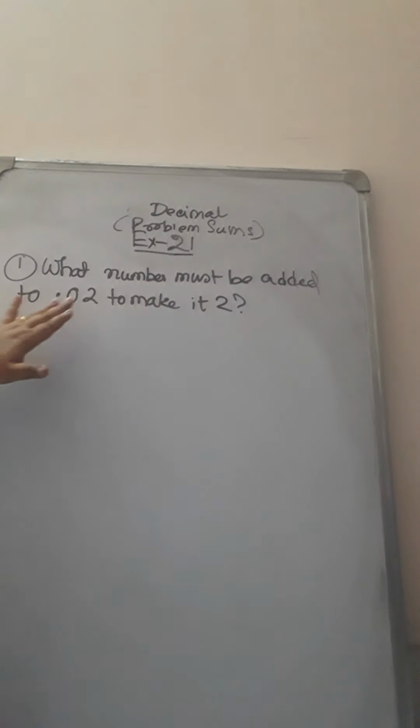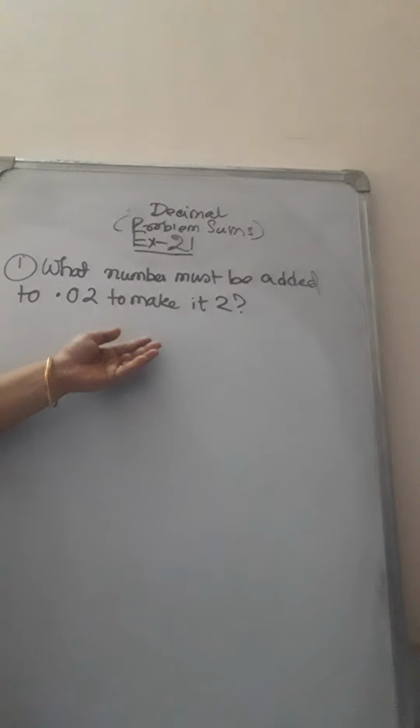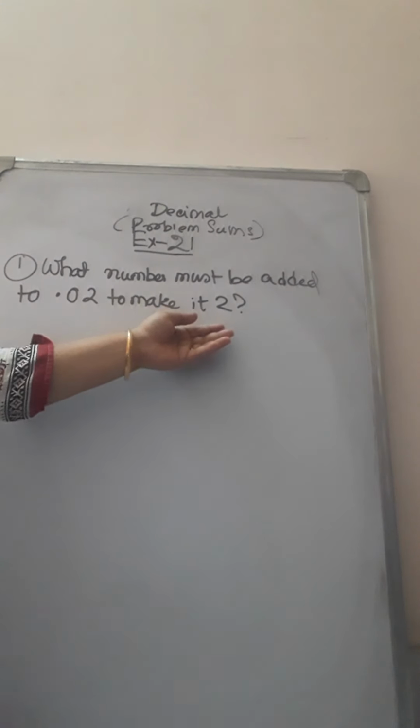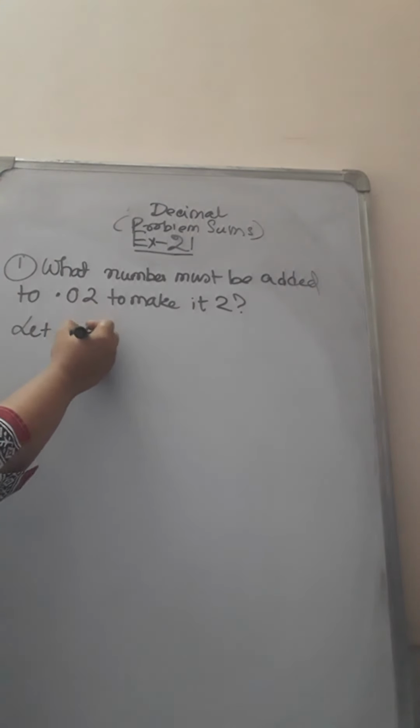What number must be added to 0.02 to make it 2? So what is the question? With 0.02, how much you need to add so that the answer gives you 2? The sum of them gives you 2. So we don't know, so unknown we take as x.